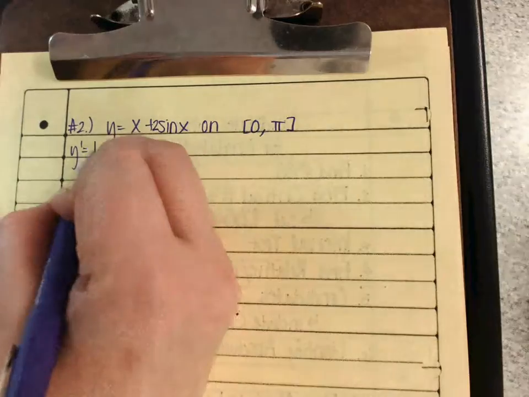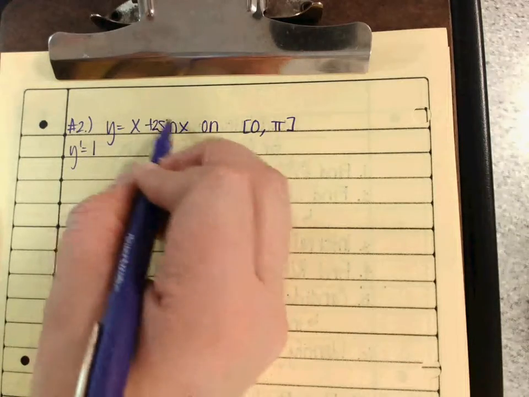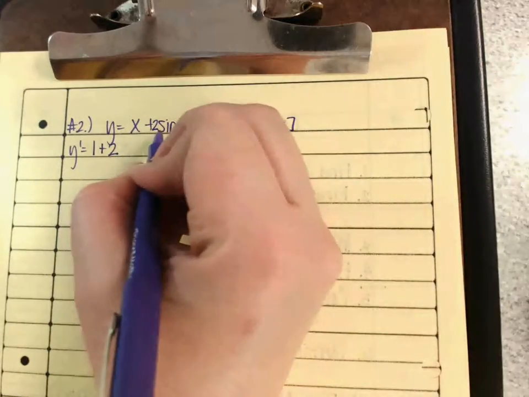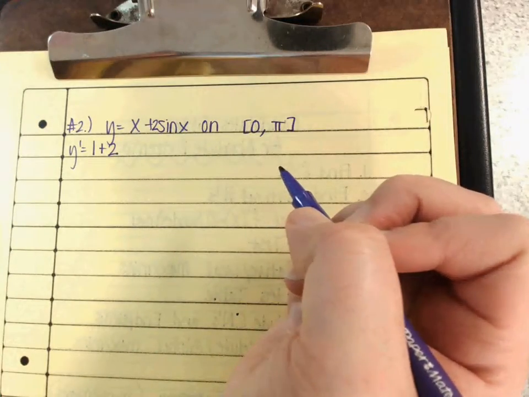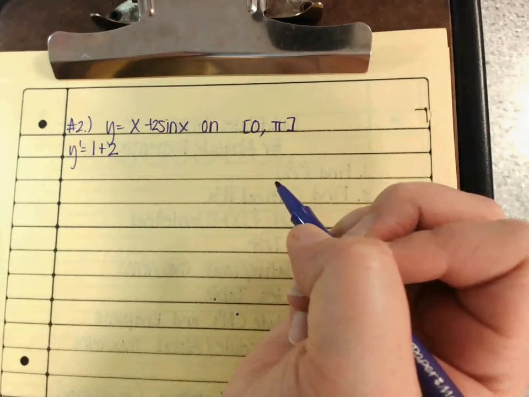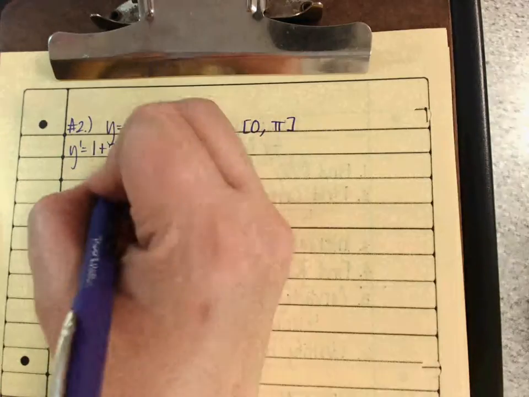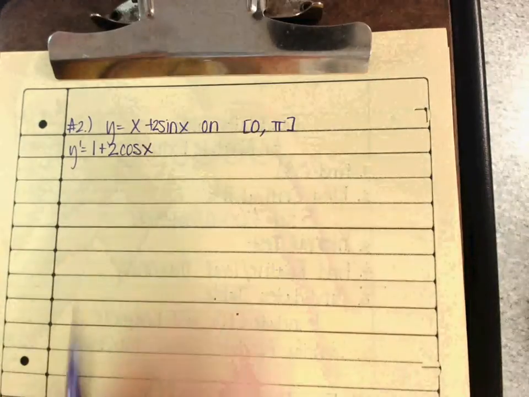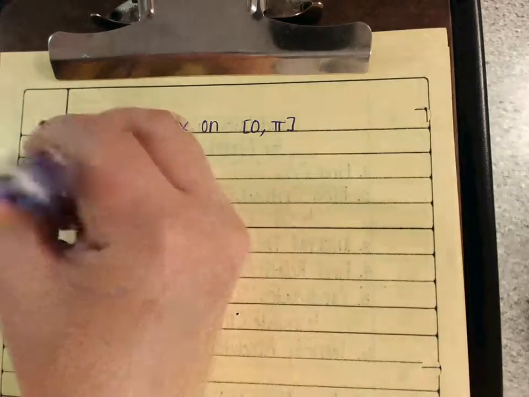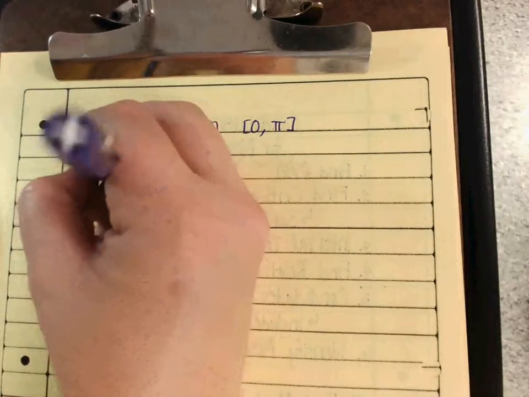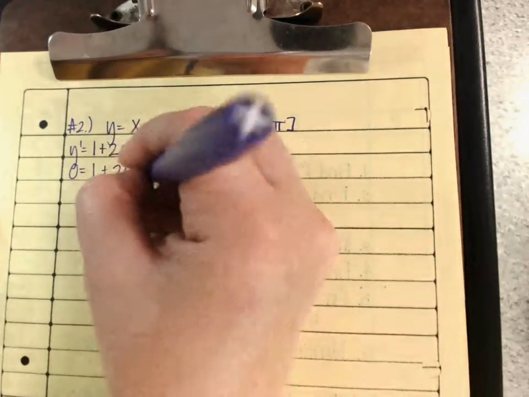1. Then what about the derivative of 2 sine x? It's kind of scribbled because I forgot to write the 2. It is a plus. So the derivative of plus 2 sine x would be plus 2 cosine x. Then I set that equal to 0. So I have 1 plus 2 cosine x equals 0.